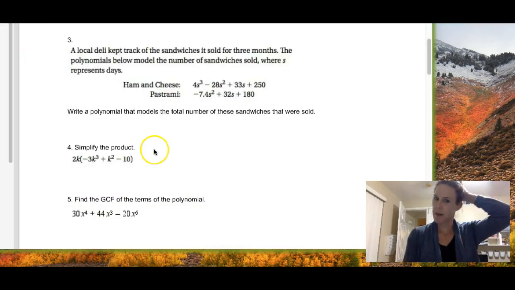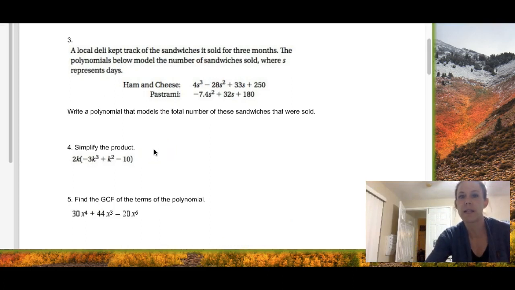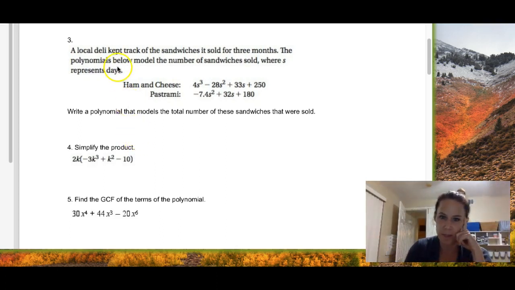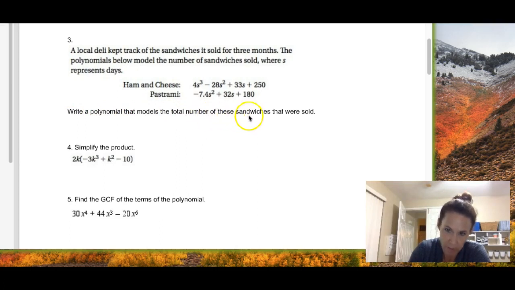All right, number 3. A local deli kept track of the sandwiches it sold for 3 months. The polynomials below model the number of sandwiches sold, where S represents days. So ham and cheese, here's the polynomial. Pastrami, here's the polynomial. We need to write a polynomial that models the total number of these sandwiches that were sold. So we're going to just add these together, the ham and cheese and the pastrami.